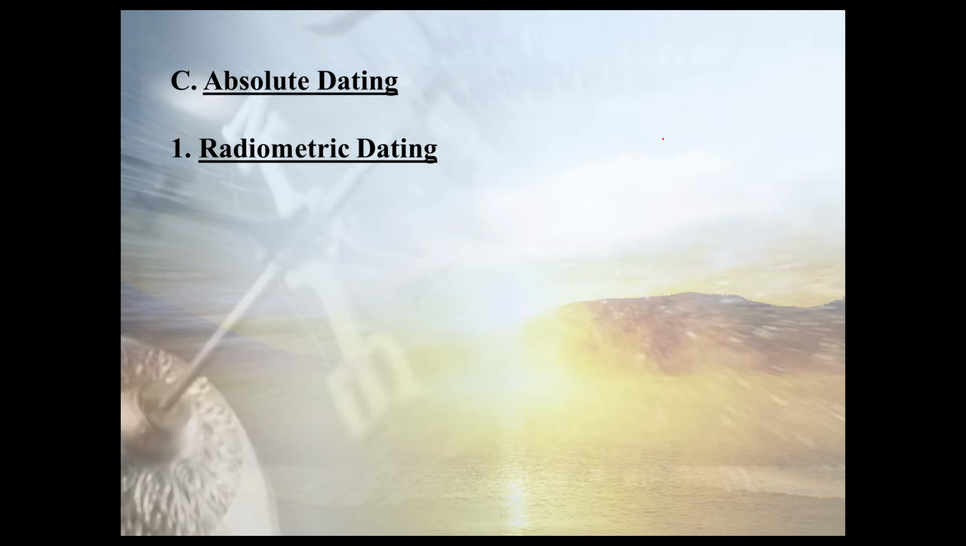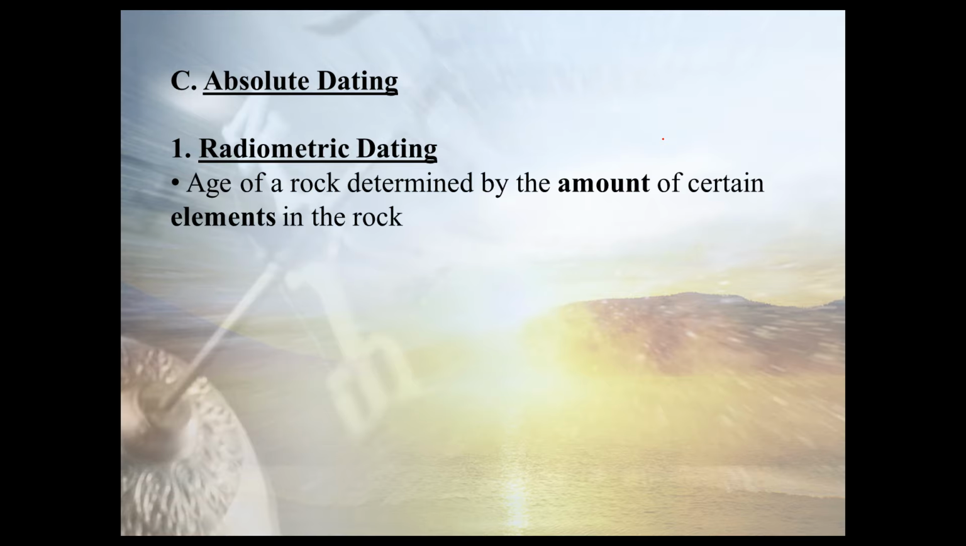We can break this into two categories. One method is going to apply to the age of rocks. One method is going to apply to the age of fossils. The way we can determine the exact age, or an accurate age, for a rock is we can look at the amount of elements that we can find in the rock. Depending on what percentage of elements we find in the rock, we can determine what the exact age is.